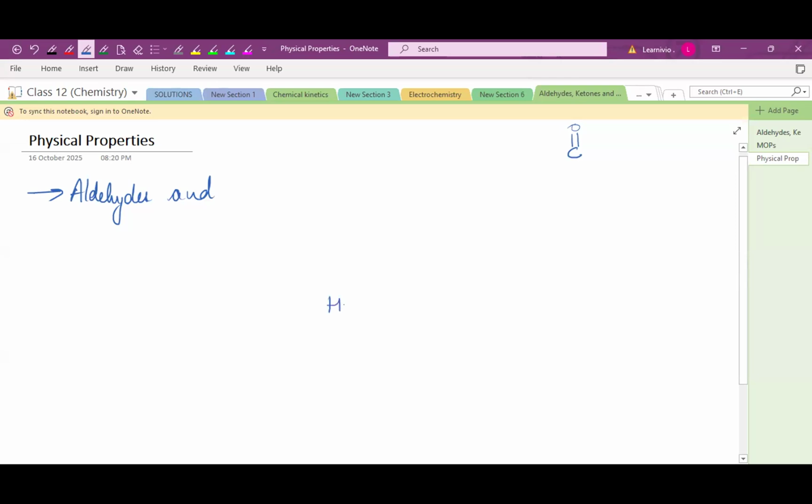This is your H2O, this is your water, right? When you dissolve, this oxygen is electronegative, so it has a partial negative charge, and this hydrogen has a partial positive charge, right? So this oxygen is more electronegative. So what happens when you add aldehyde or ketones to water? Both aldehydes and ketones have the common CO group. Both have the CO group.